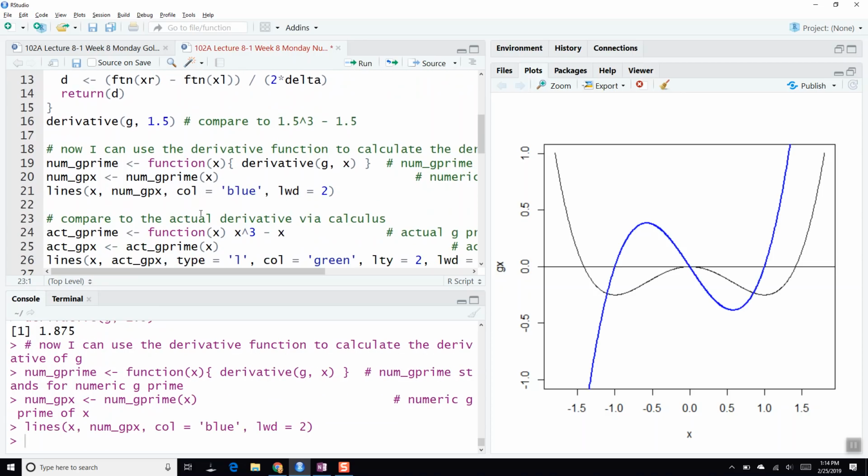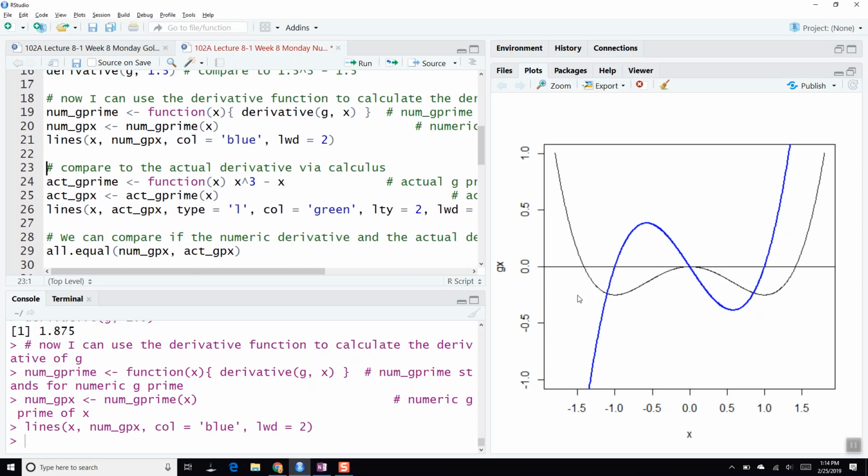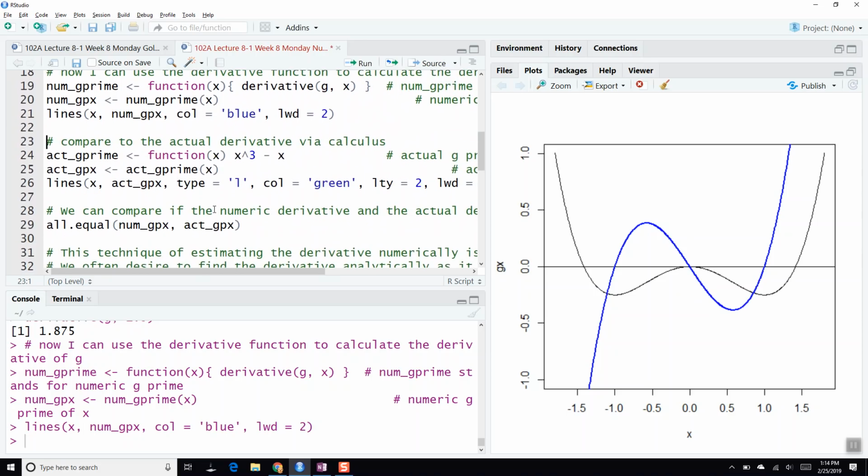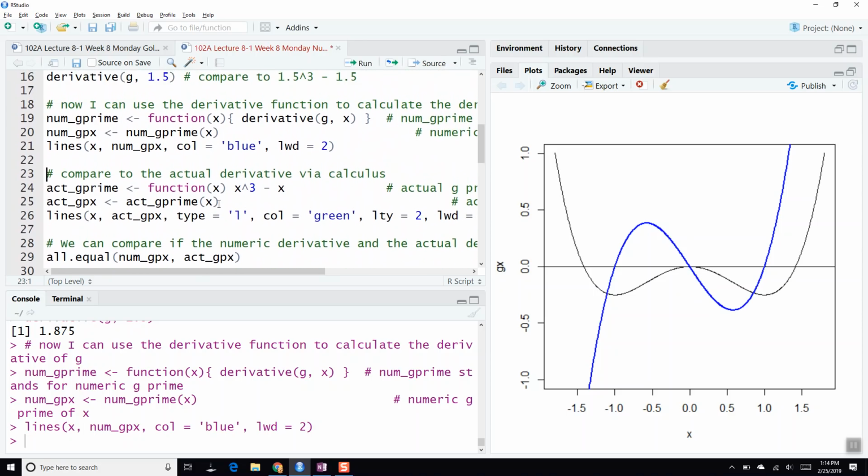Okay, so I'm going to go ahead and draw that. And as expected, the derivative of a 4th order polynomial is a 3rd order polynomial. We have a 4th order polynomial, and its derivative is a cubic function. And so here, I just wanted to compare how my numeric approximation, which only uses x minus delta and x plus delta and finds the function values of those two things, compares to the actual derivative.